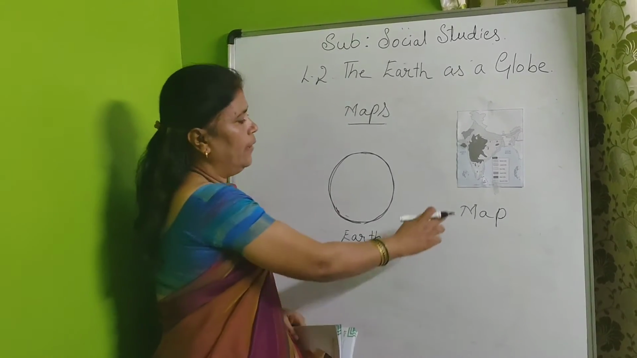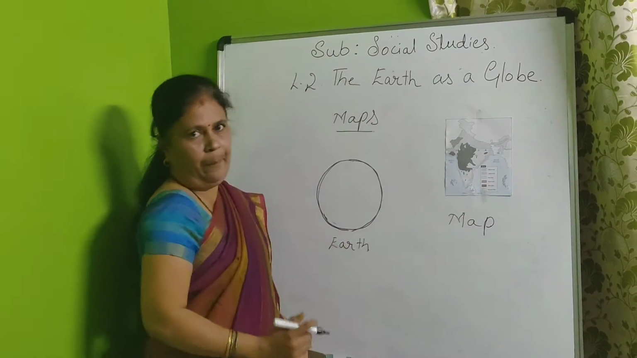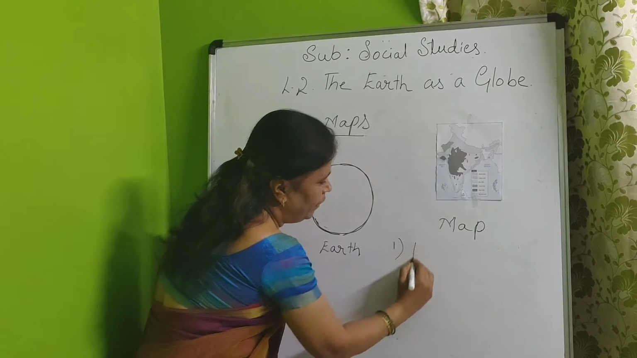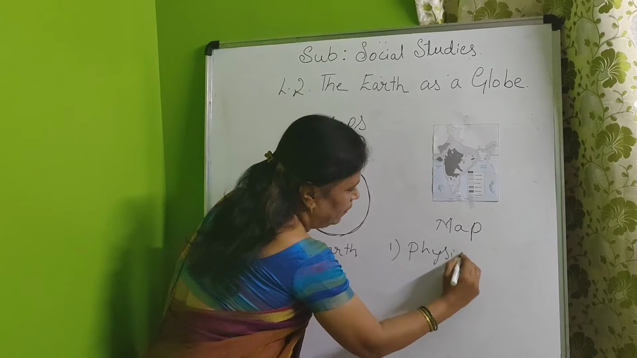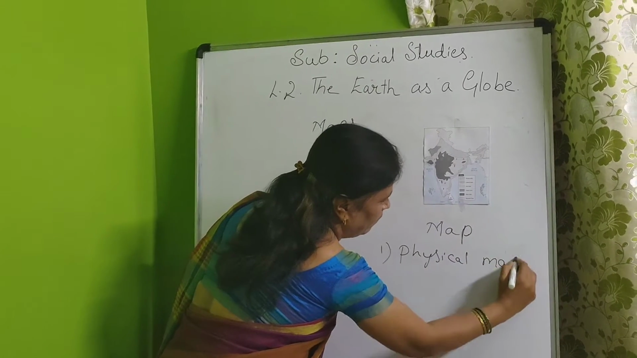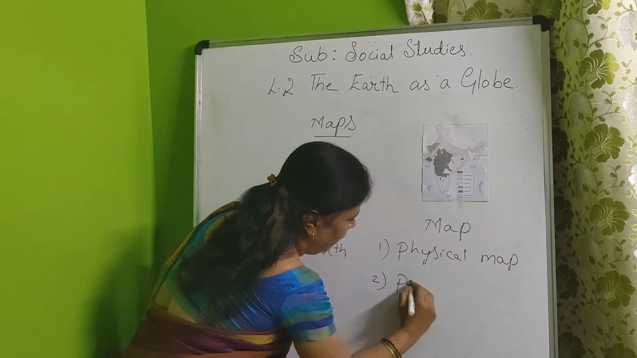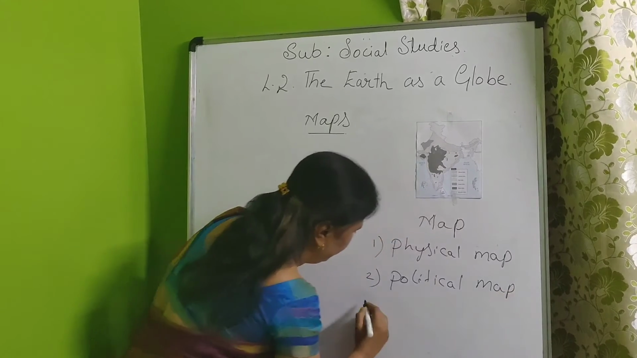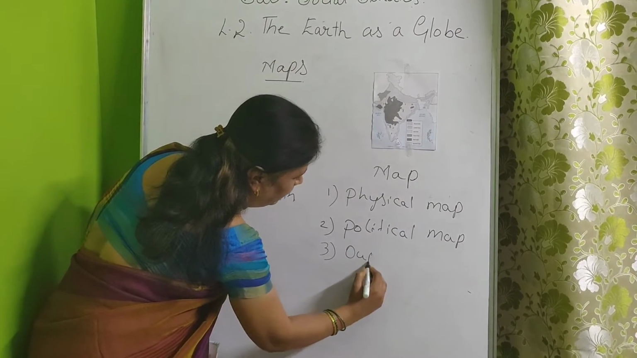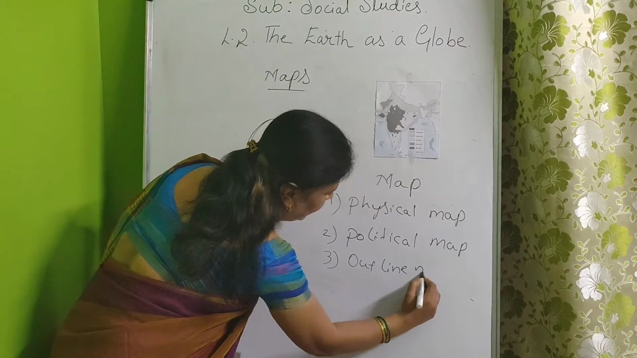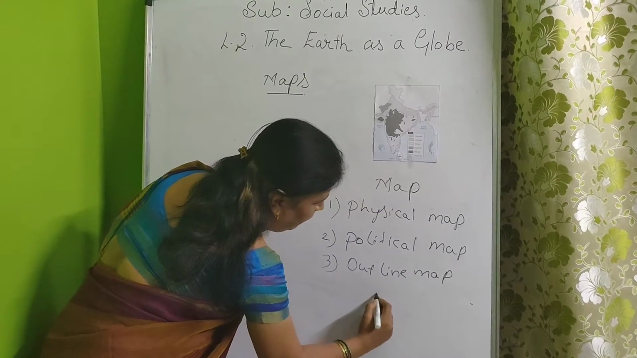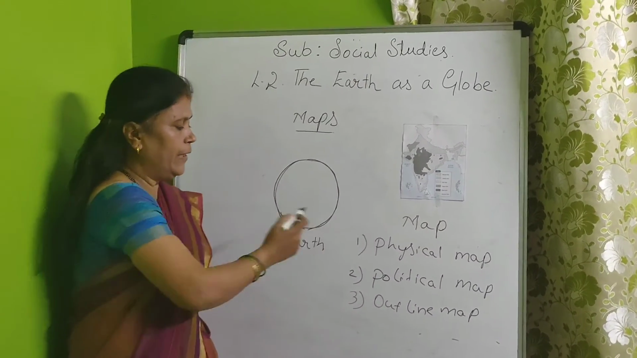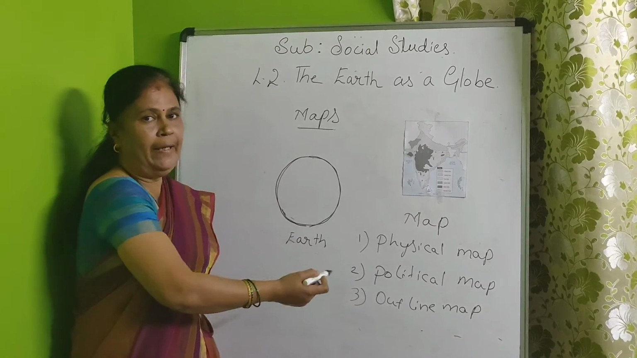See children, here you know that this is a map. There are many types of maps, like physical map, political map, and outline map. Outline map and many more. These are the different types of maps like physical map, political map, outline map and many more.